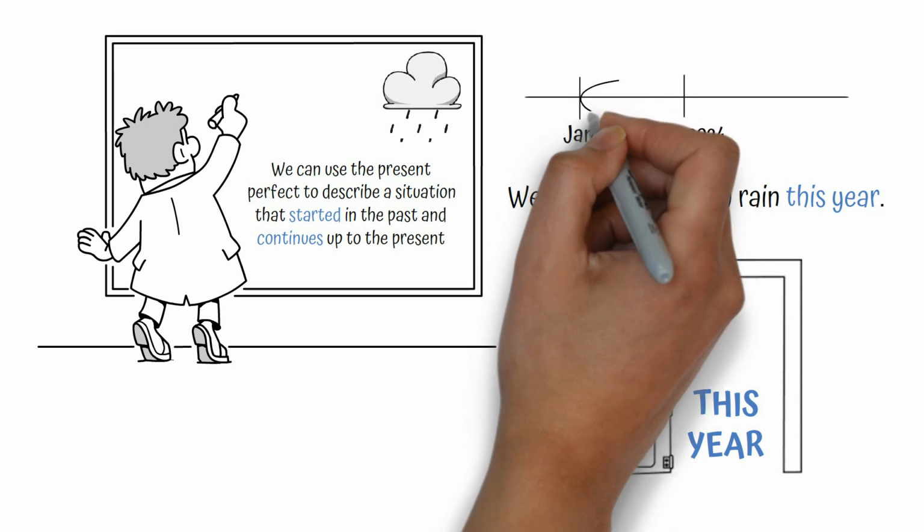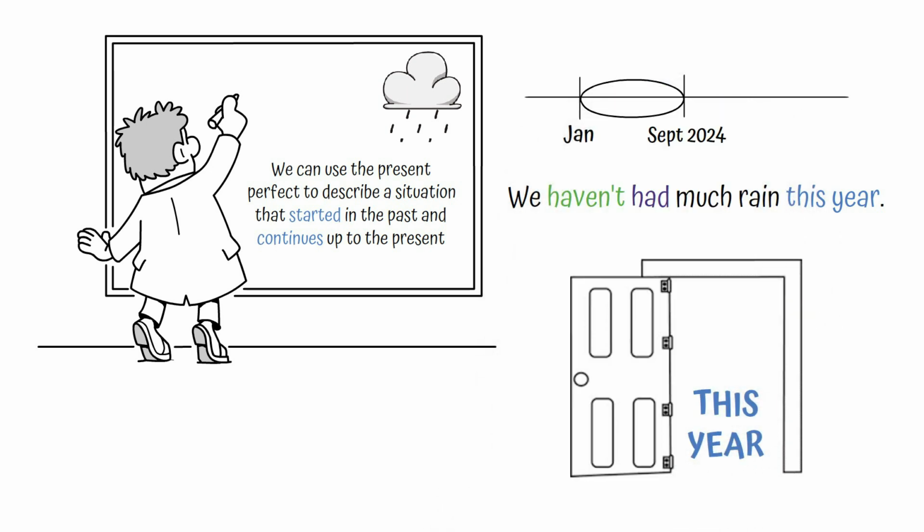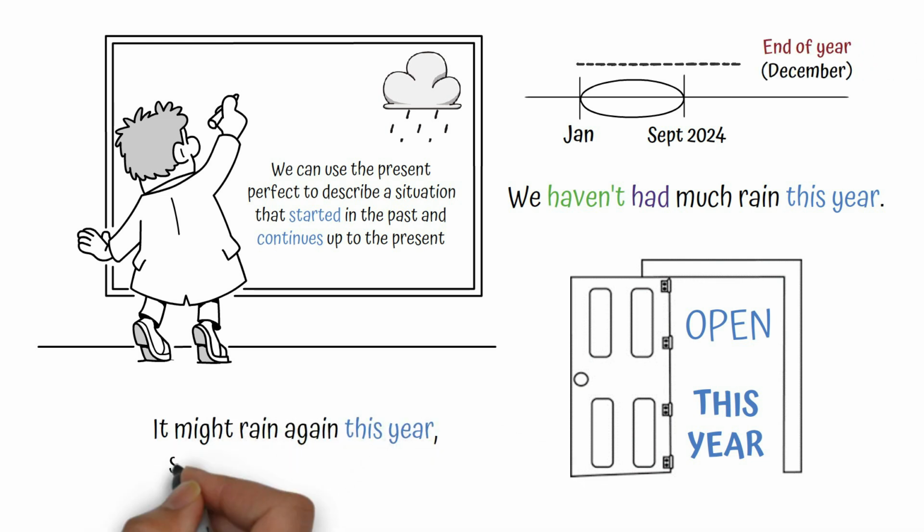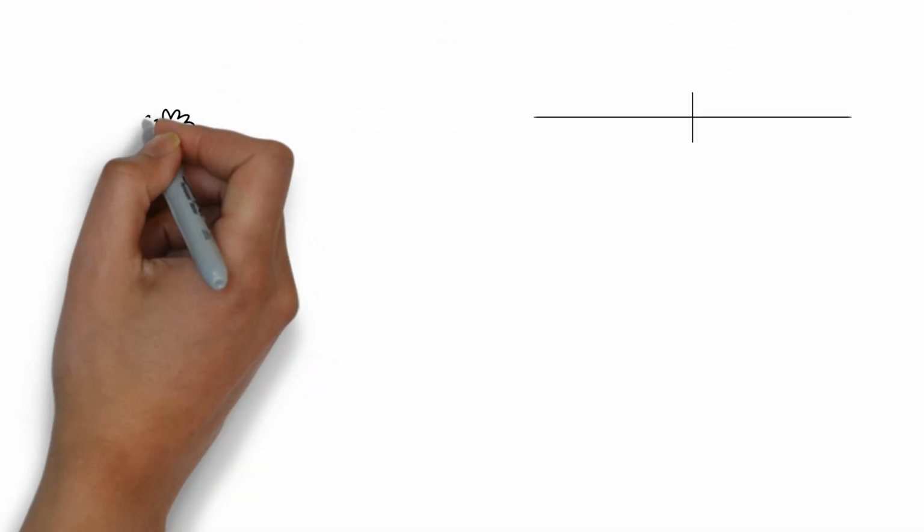This year is a period of time that is open. The year has not finished. It might rain again this year, so the door is not closed. And we can use the present perfect to describe this situation. Let's look at another example.